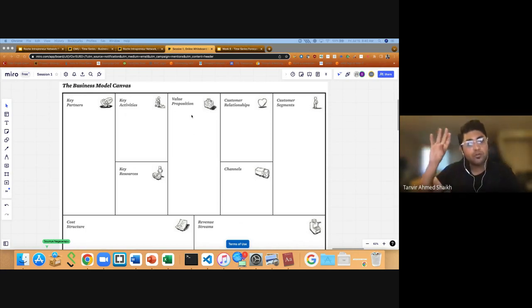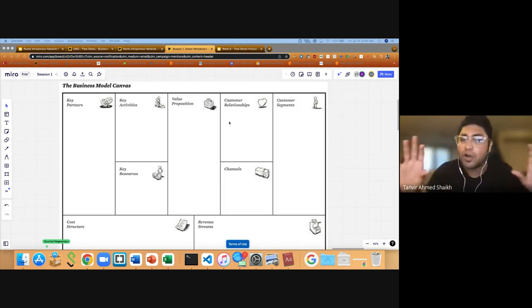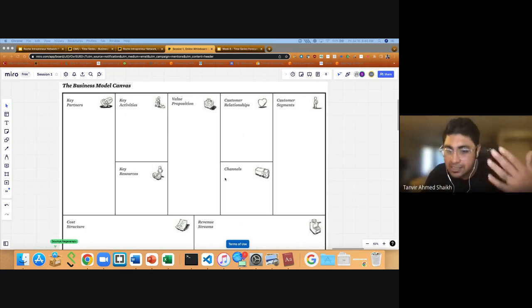So you have to think about what your profiles are, what they are looking for, and what kind of relationship you want to build with them. Do you want a one-on-one relationship? Do you want a self-service platform or a website? Or do you just want email communication? You have to figure out the channels, how you'll reach out to them.